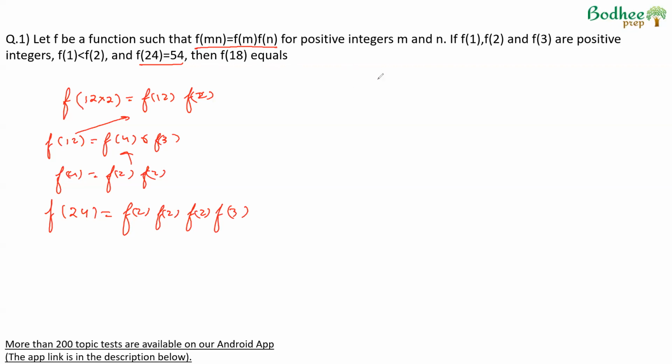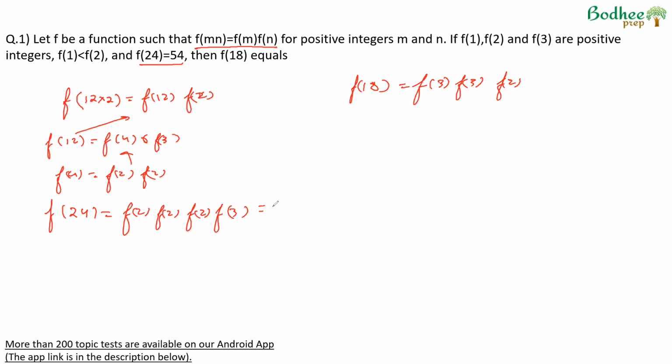Similarly, we have to find f of 18. For f of 18, we can write 18 is nothing but 3 square into 2. So this can be written as f of 3 into f of 3 into f of 2. So basically, to find the value of f of 18, we need the values of f of 2 and f of 3. Now we break down 54 therefore, because there is no other step that we can do.